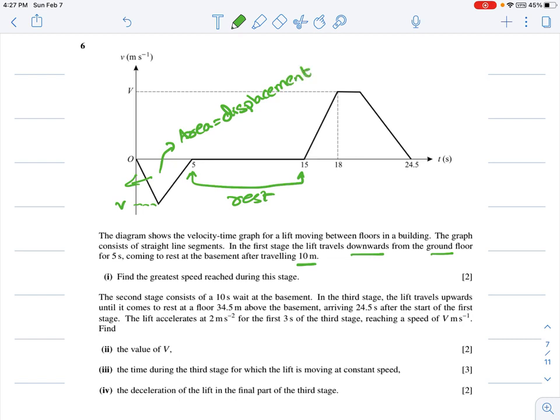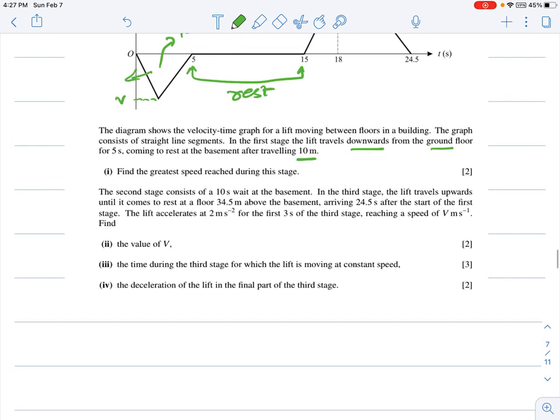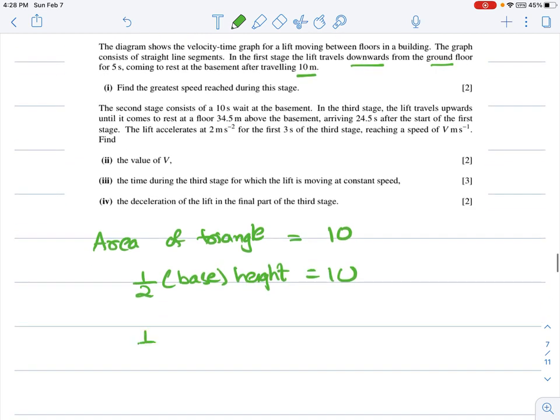So I have to know that the area of the triangle, in a velocity-time graph, gives you the displacement. Area of the triangle is equal to 10. So half times base times height is equal to 10. Half times base is 5, height is the velocity v, so 5 times v is equal to 10. So from there, v max, we can tell the maximum velocity. V max is equal to 20 by 5, which is 4 meters per second.